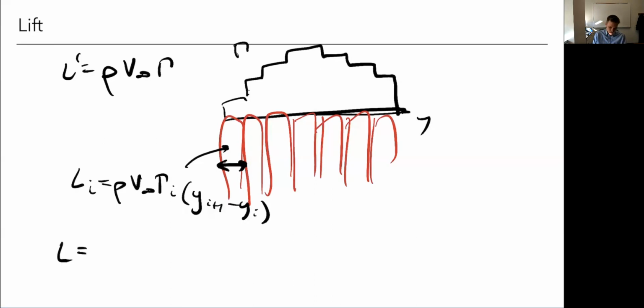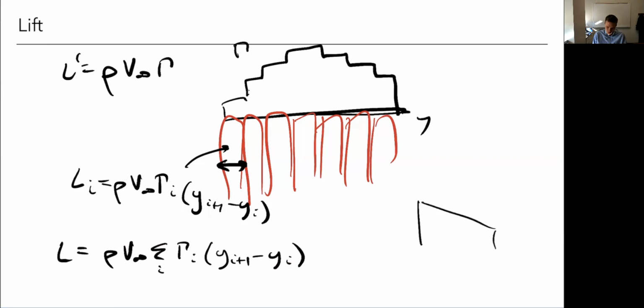So my total lift is going to be rho V infinity times the sum over i of gamma_i times (y_{i+1} minus y_i). Now we derived that really simply, but it turns out the same formula will work even if we have a swept wing, and even if I have dihedral. So if I have a swept wing, for example, again, see the book for details. I'm just going to do a quick motivation here.